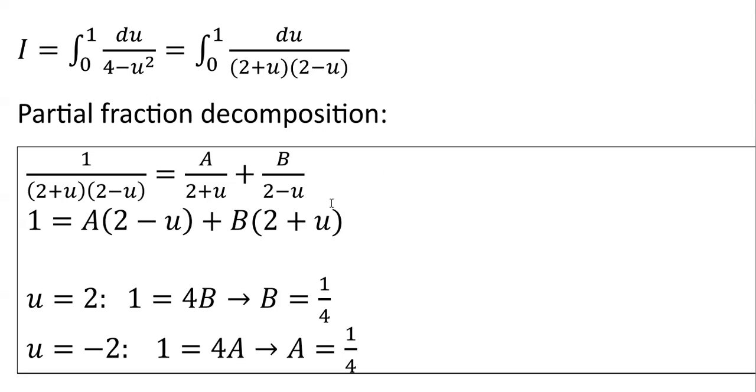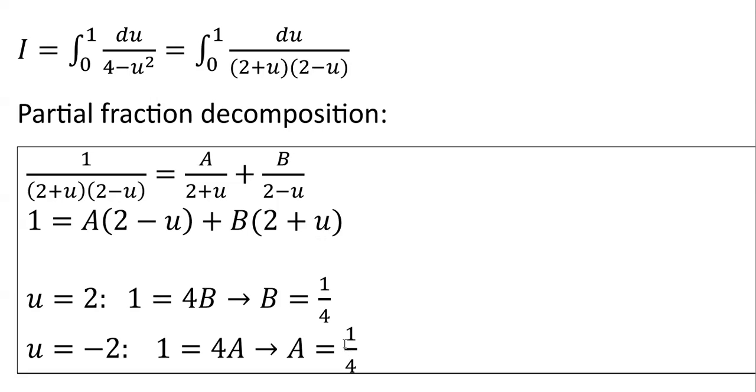Okay, so from here, multiply both sides by this denominator, I would get 1 equals a times (2 minus u) plus b times (2 plus u). We can plug in nice numbers like u equals 2 because this term would go away. Then we get 1 is equal to 4b, b is 1/4. u equals minus 2, similarly, a is 1/4 then, okay?